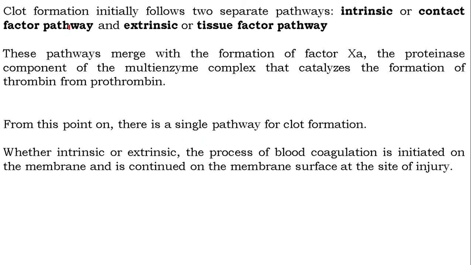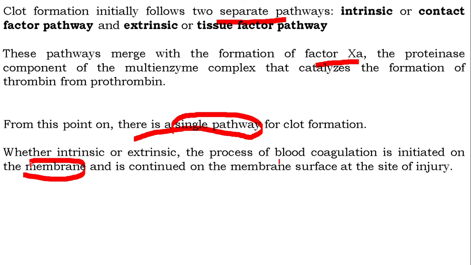You see, clot formation initially follows two separate pathways. We found the intrinsic and extrinsic pathways. They result in the formation of 10A. Thereafter, there is only a single pathway. Whether intrinsic or extrinsic, the process of blood coagulation is always initiated on the membrane. In the blood vessel, we have membranes. And it is continued on the membrane surface at the site of injury. Keep this idea in your mind.